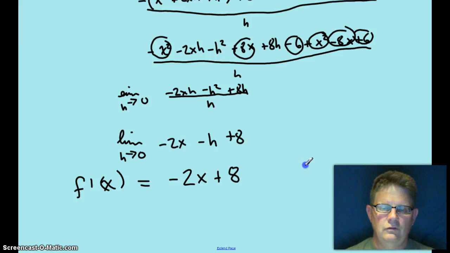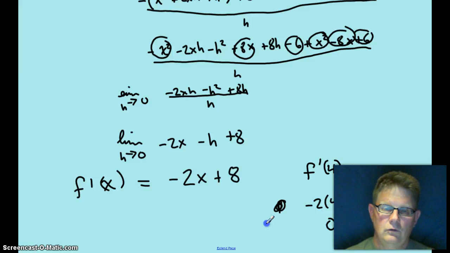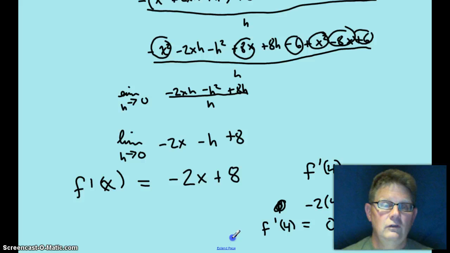So we can use this to find the slope on any point of f of x. If I say f prime of 4, I'm going to find the slope of the line tangent at 4. That slope would be negative 2 times 4 plus 8, which is 0. So f prime of 4 would be 0. The tangent line is actually a horizontal line right there because the slope is 0.